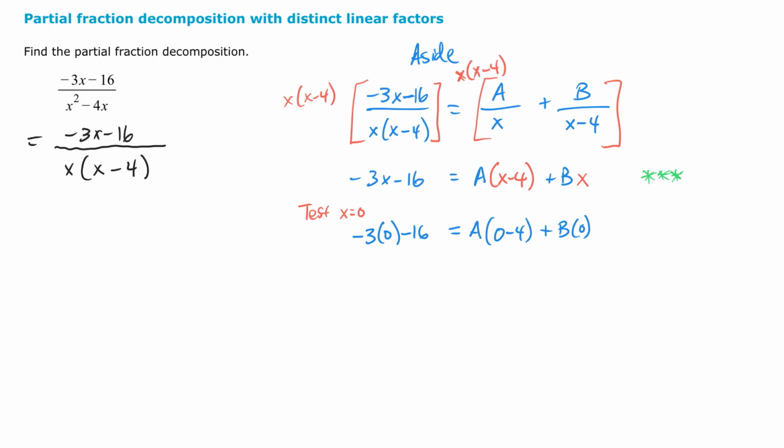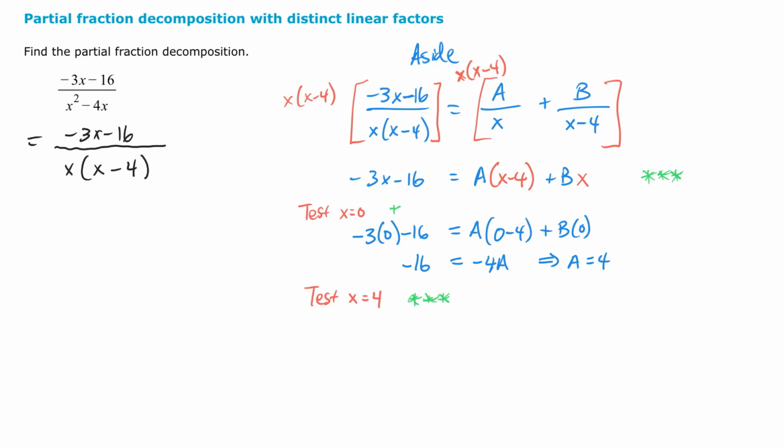Well, that's going to yield a very, very nice equation. It says negative 16 is now equal to negative 4a. So what does that imply? That implies that a must be 4. So we got one of the letters. Now the goal is to get the other letter, b. So what specific test value are you going to pick? You're going to test x equals 4 in triple star.